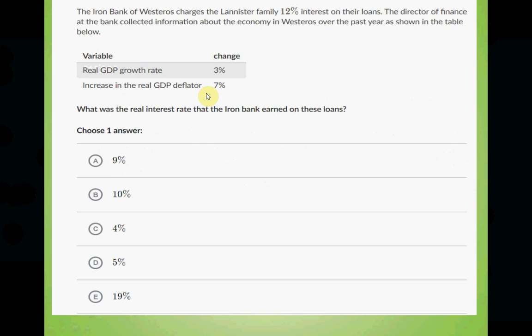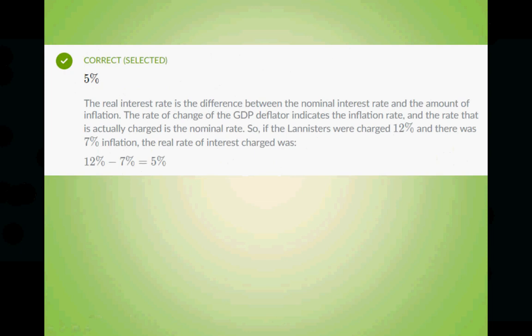So 12% minus 7% should give you 5%. Hopefully you figured that out. Once again, you can read all of this on your own when you're going through it if you're really lost on these, but I think this stuff is pretty straightforward. I don't want to bore you all out.